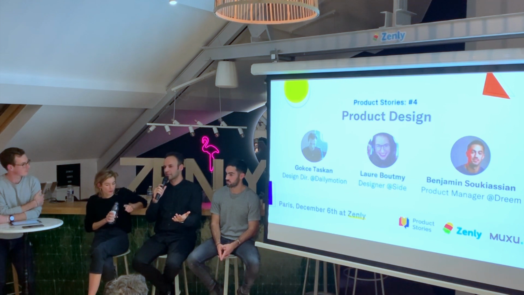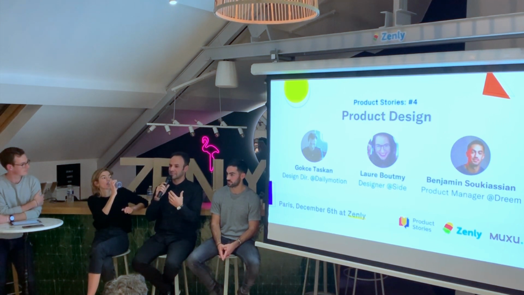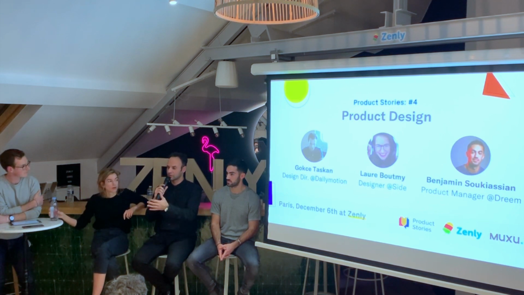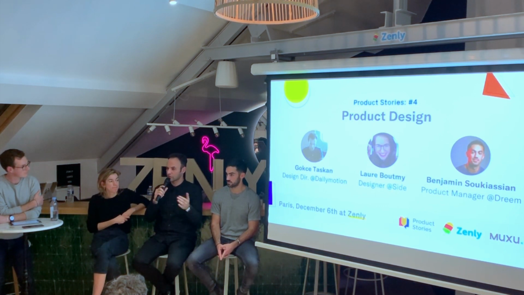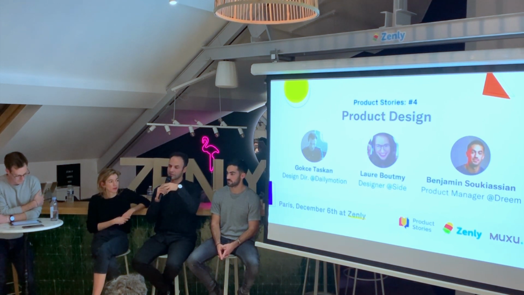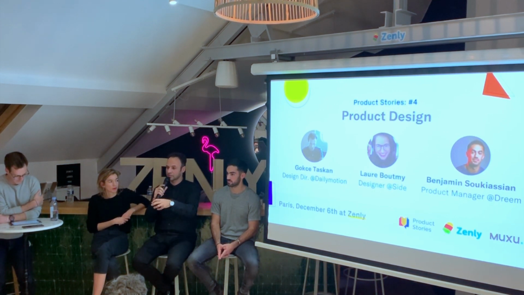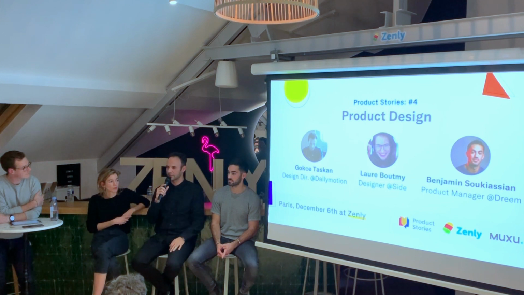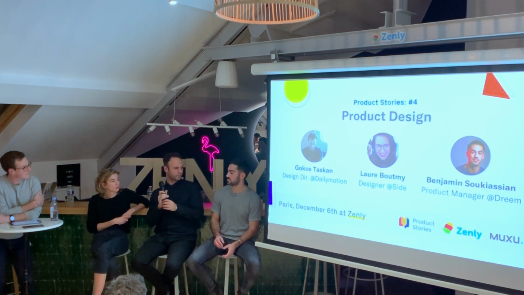Or we try to look at the data and work with the data team as closely as possible so we understand what is working and what is not working. Then we can define the problems we are going to focus on, and not only the solutions. I think this is really important for design to have an important position in organizations, and that's a step we need to take in every organization.